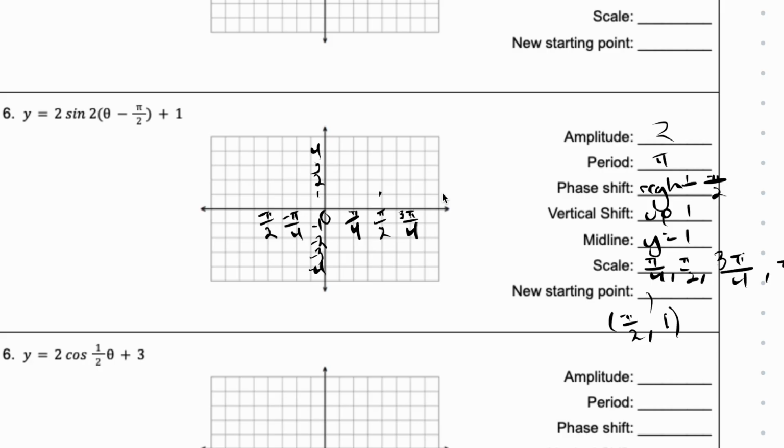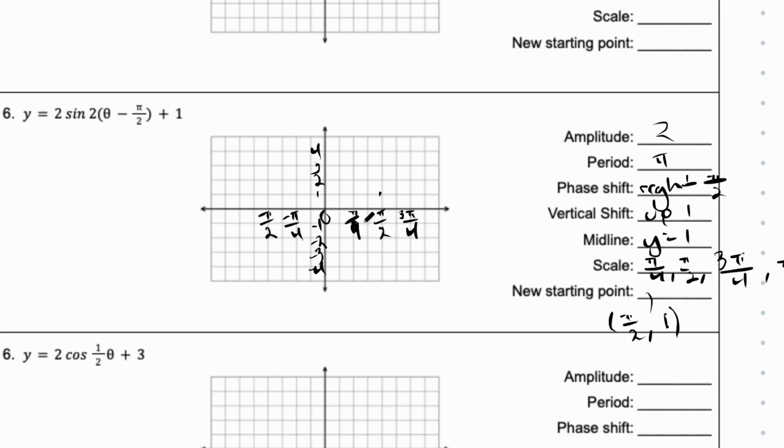So let's plug in pi over 4. Pi over 4 minus pi over 2 is going to give us negative pi over 4. Negative pi over 4 times 2 is negative pi over 2. If we go in our unit circle, sine of negative pi over 2 is going to give us negative 1. Negative 1 times 2 is negative 2. Negative 2 plus 1 is negative 1. So put that right here. I know it's hard to see, but there's a point right there.